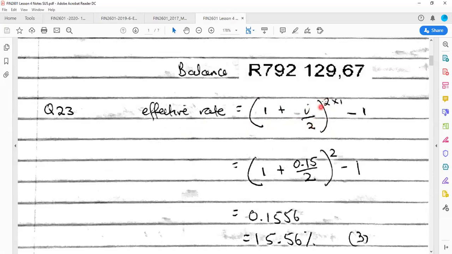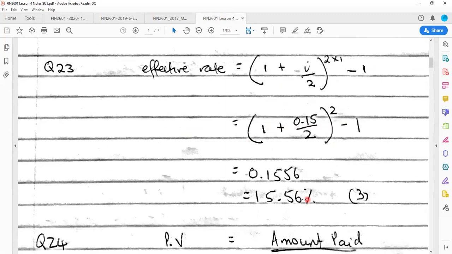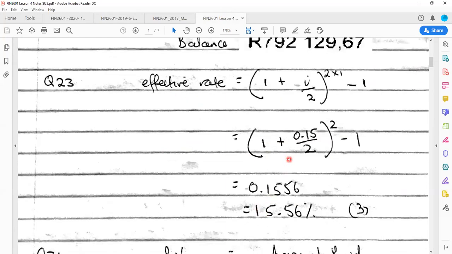It's compounded semi-annually. And then we always say minus 1, and then we can calculate this. We actually didn't have to put the 1. We could just have said I over 2 to the power 2 minus 1, and then we simplify, and that gives us our effective rate. Remember, if it was quarterly, it would be I over 4, and it would be to the power 4. If it was monthly, it would be to the power 12, and here we would divide by 12. So you can use your scientific calculator.